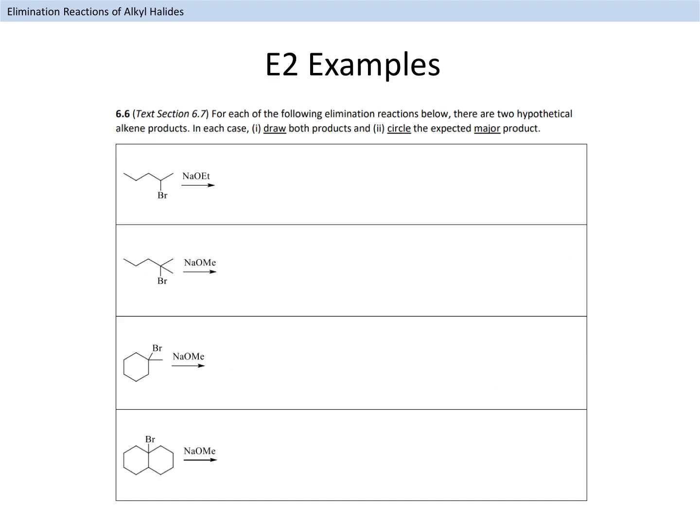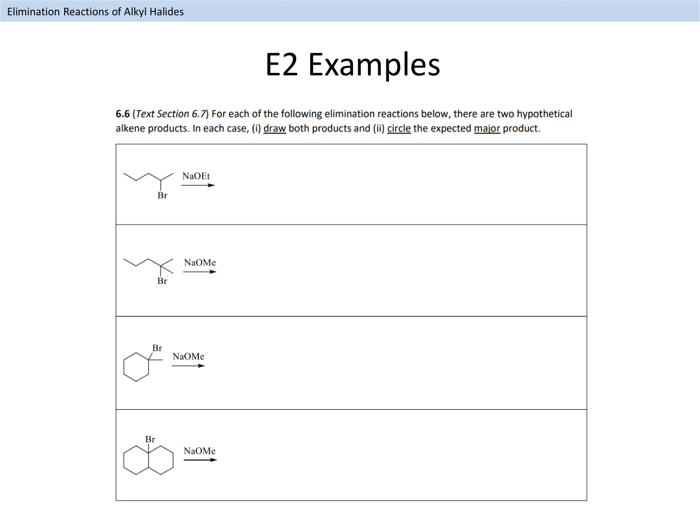Let's go through each of the following examples of E2 eliminations together, step by step, and understand the process of identifying unique beta positions, labeling them, and drawing the different regioisomer products. We will also determine which product is the major one and why. Feel free to pause the video at any point and attempt the examples yourself as practice.